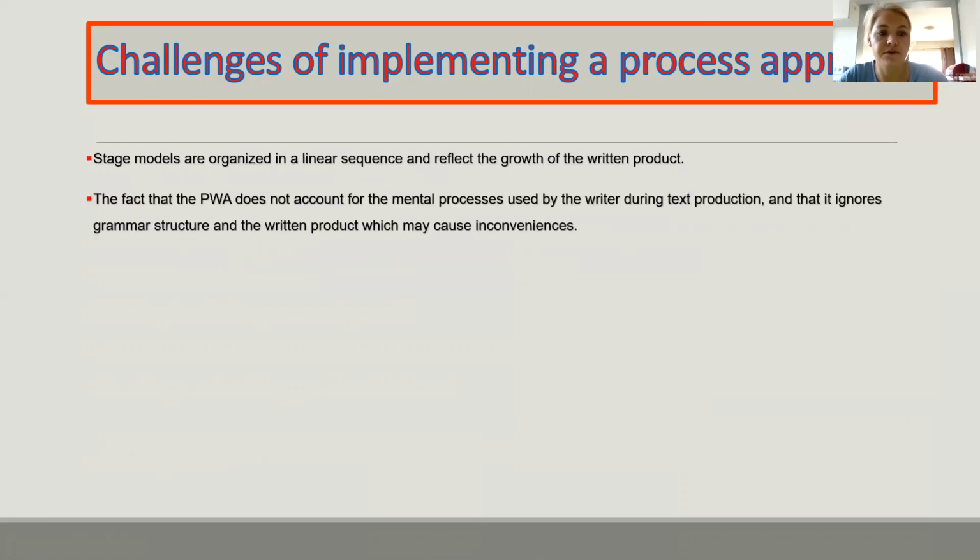You just followed a process to get there. And the fact that the process writing approach accounts for a mental process during text production ignores the grammar structure. So it is more focused on the mental side than a creative side. So it is more difficult to focus on 5 things at one time, and it may cause inconveniences. Okay, they do not follow a fixed order, so it is not something that is set in stone. It is something that is changing.